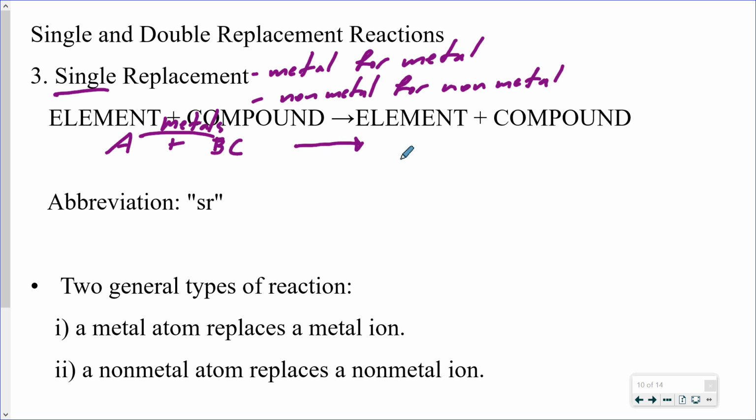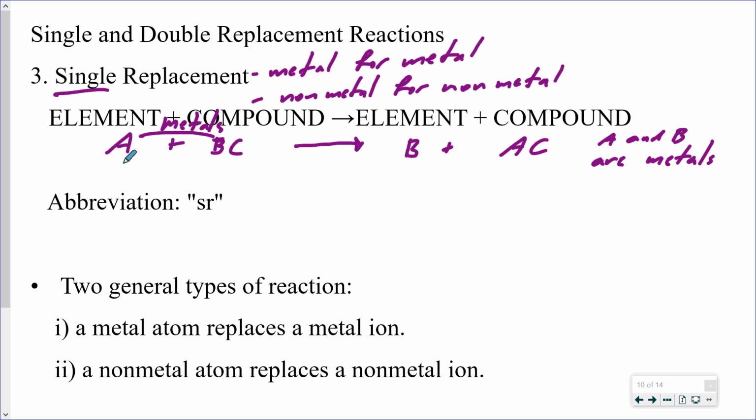So now we're going to have A, that's with C, the nonmetal, and it's B that's going to end up on its own. So that is if we have A and B are metals.